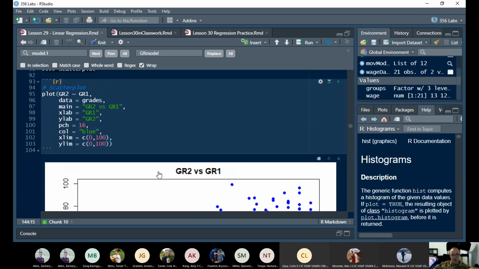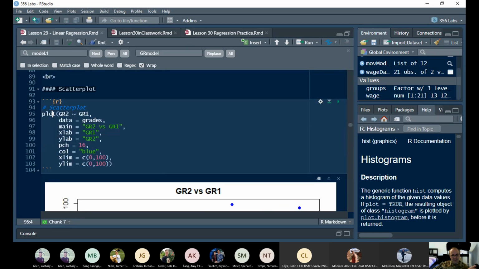So we have this plot here, which hopefully you guys feel good about scatter plots now, that you just say plot variable versus variable. What's important to remember here is that the order matters. When you say GR2 squiggle GR1, you're saying plot GR2 versus GR1, which means I want to plot GR2 as my response variable to see how it responds to GR1, which means GR2 is my Y and GR1 is my X. So in our example, our response would be revenue.